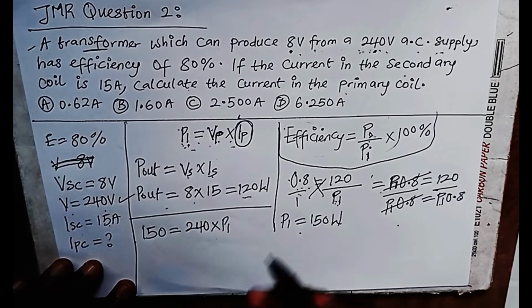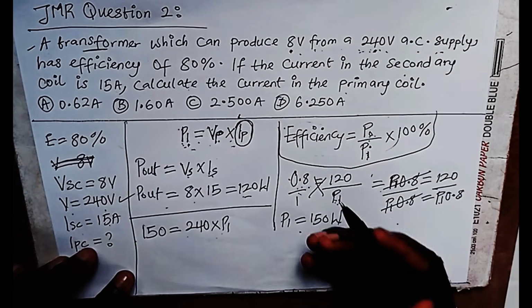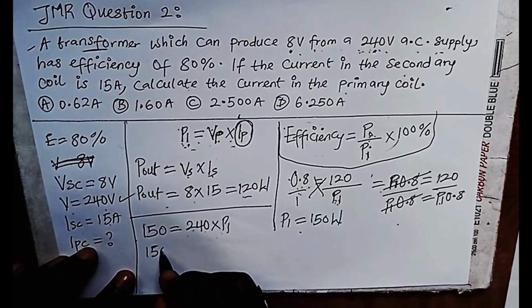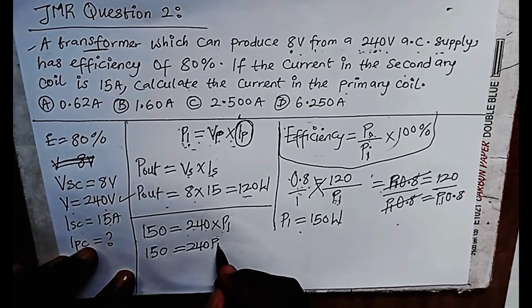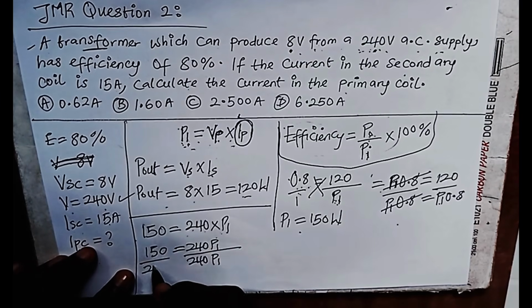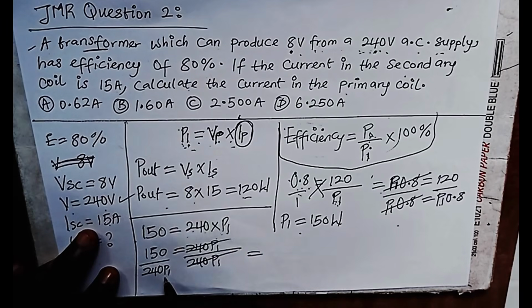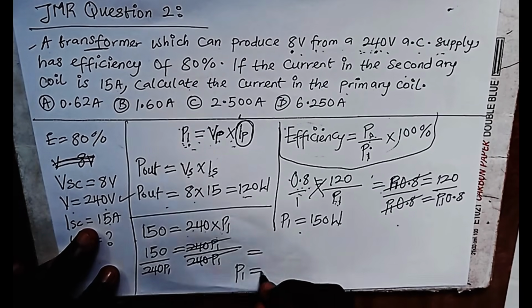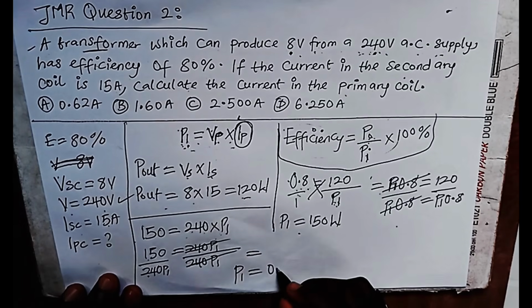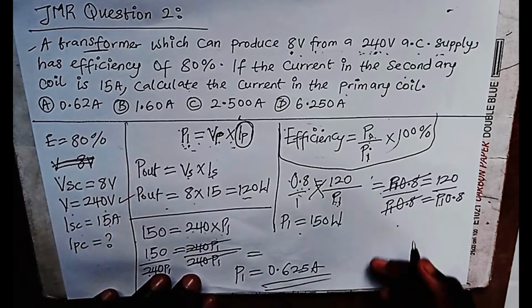What do we do here? We divide both sides by the coefficient. 240 times the current gives us 240 I. So 150 equals 240 I. When we divide both sides by the coefficient, 240, the 240 cancels, and we bring down I equal to 150 divided by 240. We are left with 0.625 ampere.